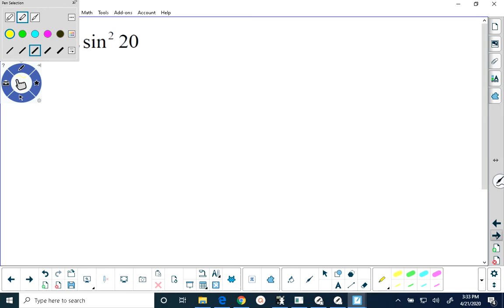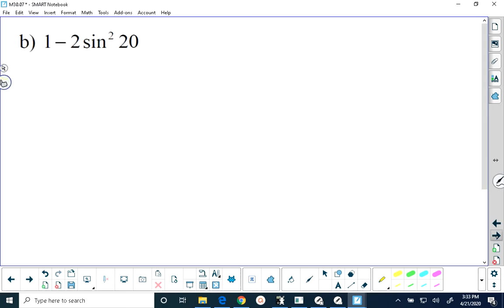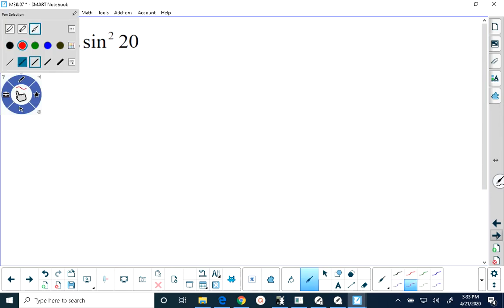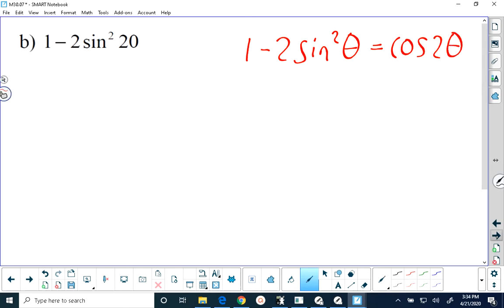Take a look at example B. What you're trying to do here is find an identity that matches that pattern. Well, there is an identity that has 1 minus 2 sine squared of an angle in it. 1 minus 2 sine squared of theta, when you go to your formula sheet, is equal to cosine of 2 times theta. And you might notice that I'm kind of switching back and forth between using alpha and using theta. I could use x, it really doesn't matter. Cosine of 2 times an angle is 1 minus 2 sine squared of the angle.